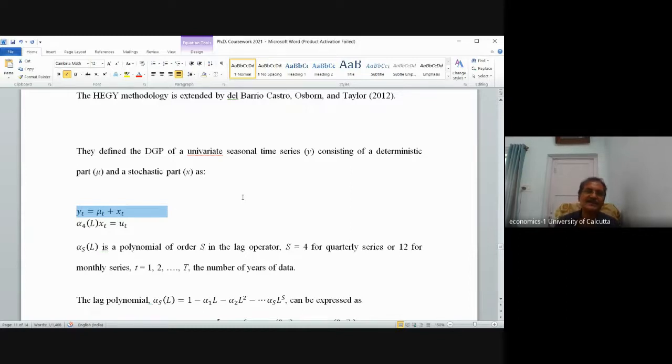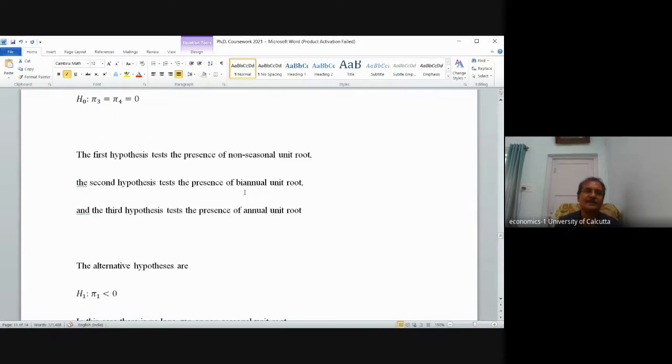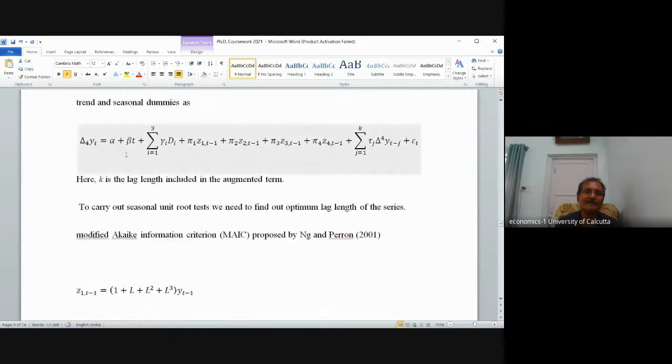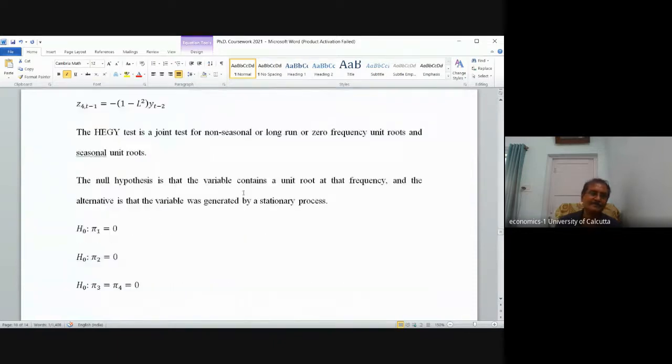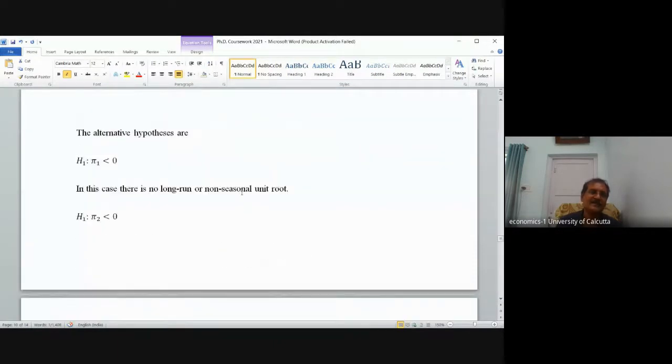In the earlier specification also, you have a deterministic part. Which part was deterministic? This part was deterministic. This part captures the deterministic seasonality. And this part captures stochastic seasonality. But they express it in a much more general form than Hylleberg et al. considered in 1990. So now let us try to understand the steps developed by them.